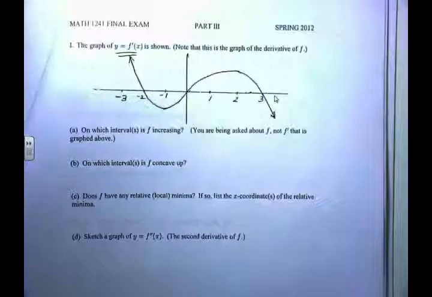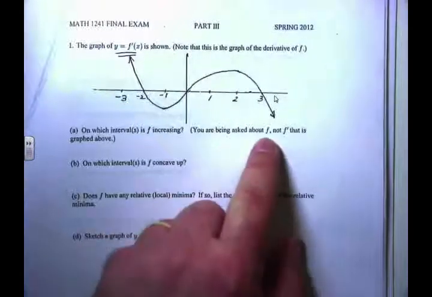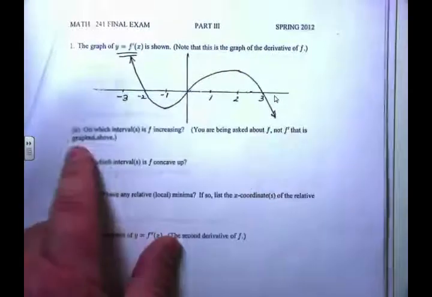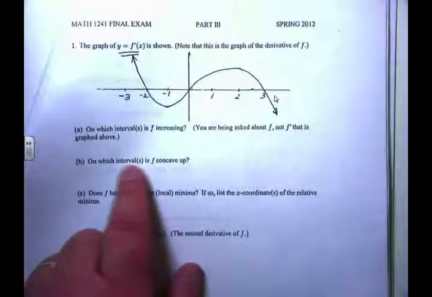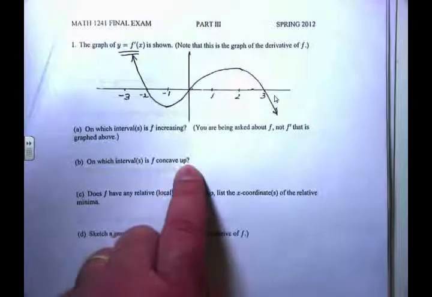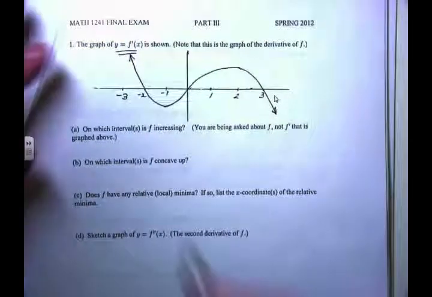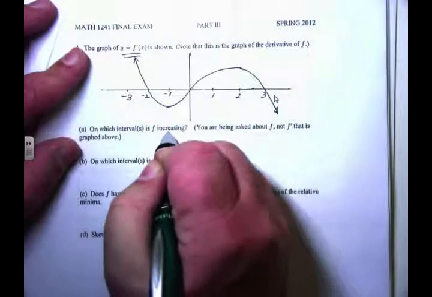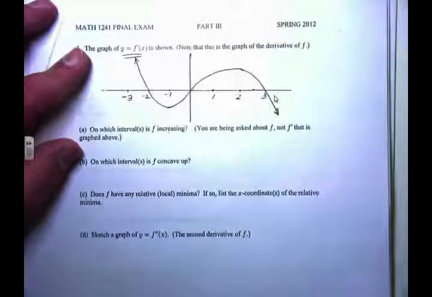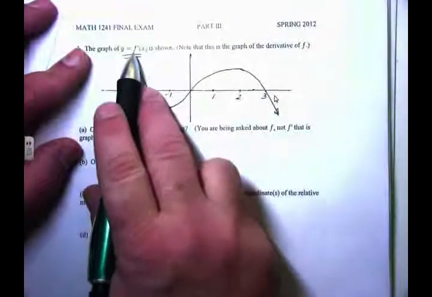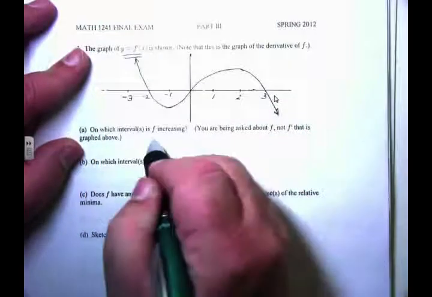All right, so they're going to make you think outside the box, this idea of relationship stuff. On which intervals is f increasing? You're being asked about f and not f prime. That is the graph above. And on which intervals is f concave up? Now, f increasing. They're asking about f, and they gave me the graph of f prime.